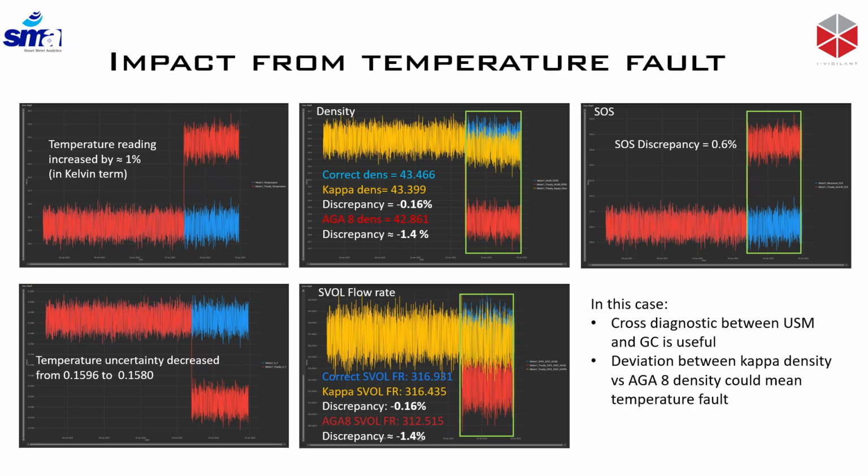However, what's really interesting here is that we have a potential for cross-diagnostic between USM and GC, and that is by comparing the kappa density result against the AGA density result. If there is a deviation that is more than expected between kappa density and AGA density, this could mean a temperature fault.